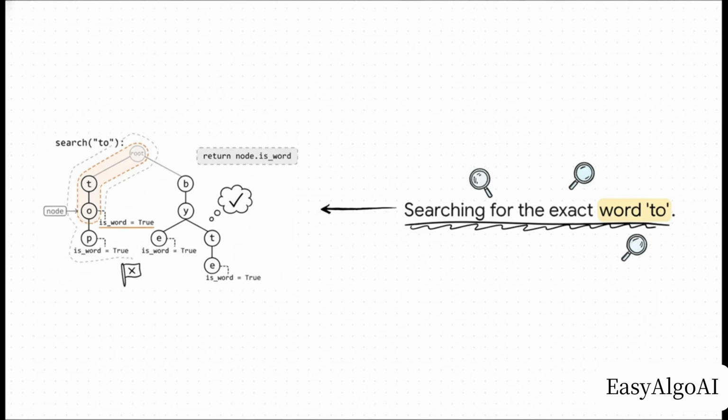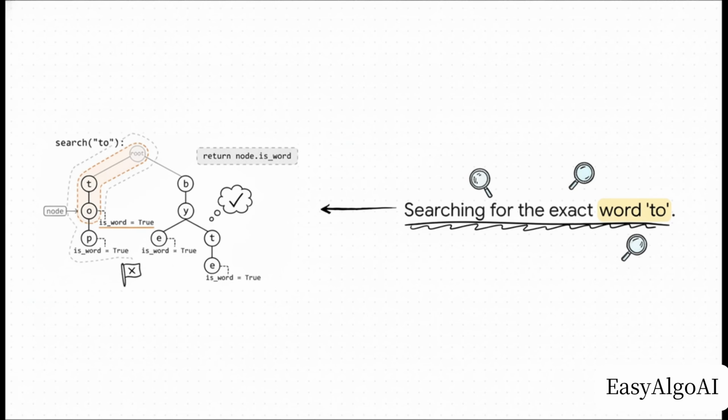Now that the maze is built and we really understand how insertions share space, let's look at how we navigate through it for an exact word match. Searching for a word uses the exact same strategy as insertion. We just move node by node down the tree. Let's say we want to search for the word to, spelled T-O. We start at the root, find T, and move to O.